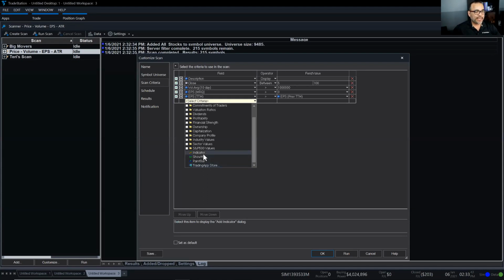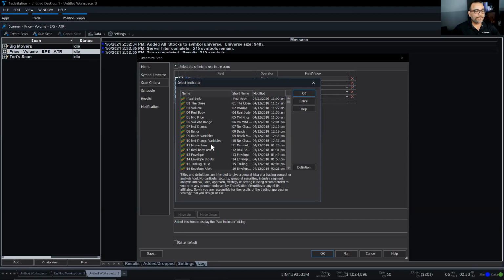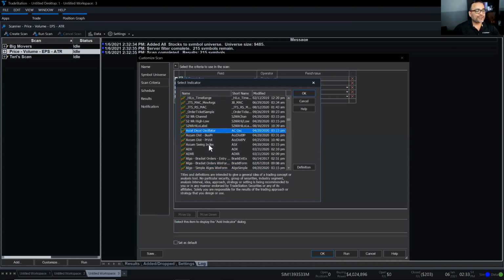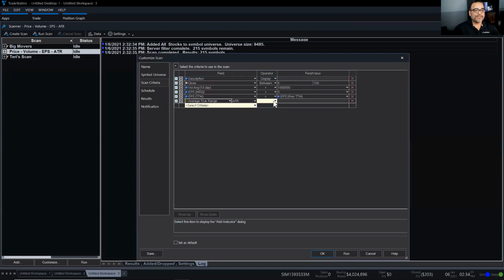Let me go here to indicator, and I can take a look at average true range. Let's go here to average true range. Okay, let me just click OK. And for this, I'm just going to display it. Display means that I'm not going to use it as an eliminating factor. I'm just going to use it to display the value. Let me show you what that looks like. Let me run this.